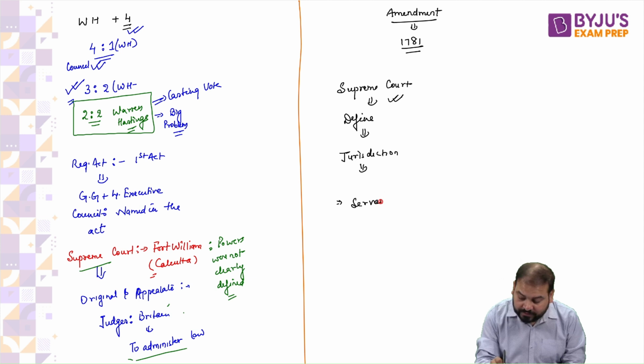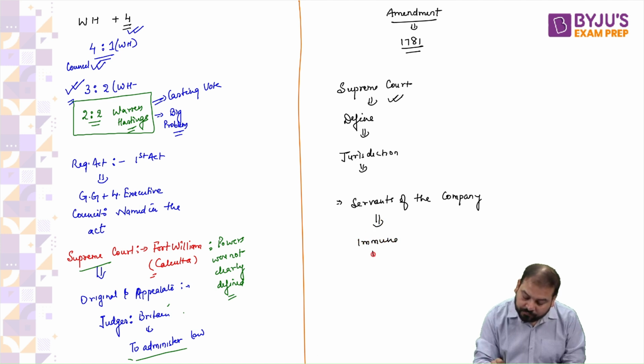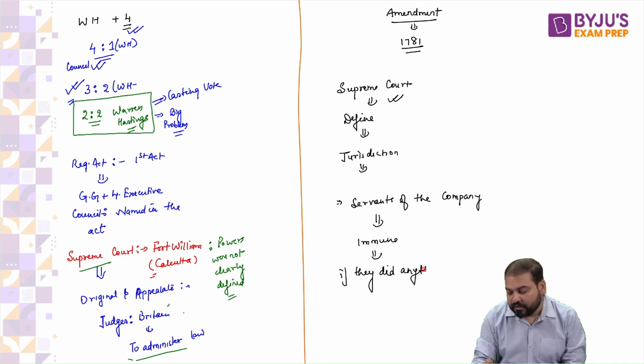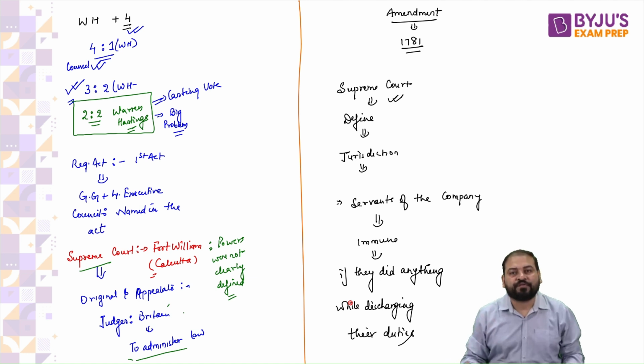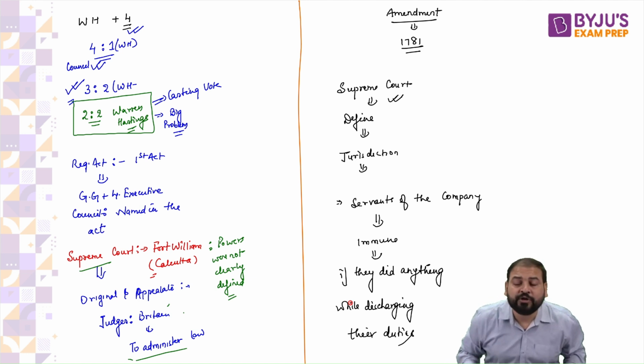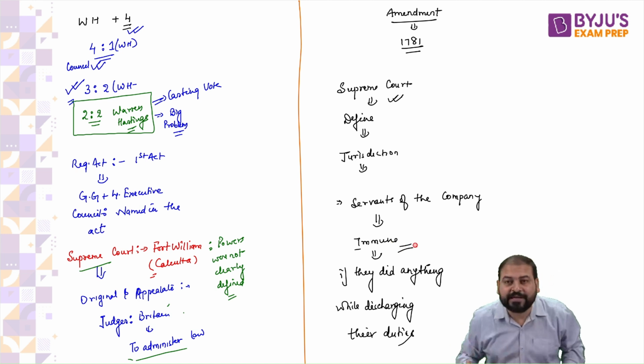They also said servants of the company would be immune if they did anything while discharging their duties. Everyone, can you see this? While you are doing something, let's say you are a police officer, you killed someone, but you were doing your duty, so you are immune. You will not be subjected to any case as such.